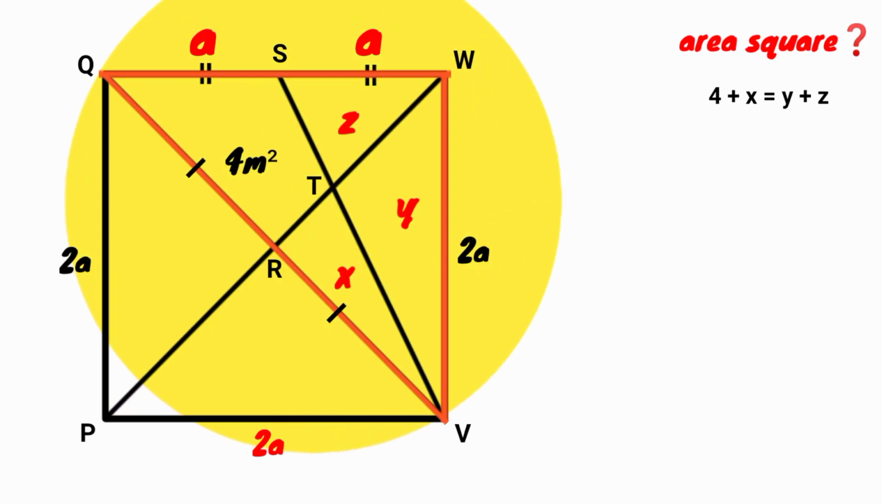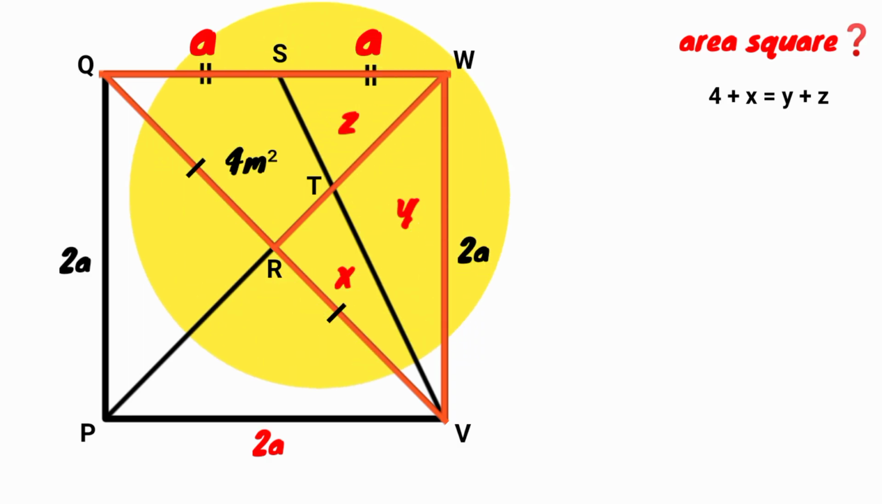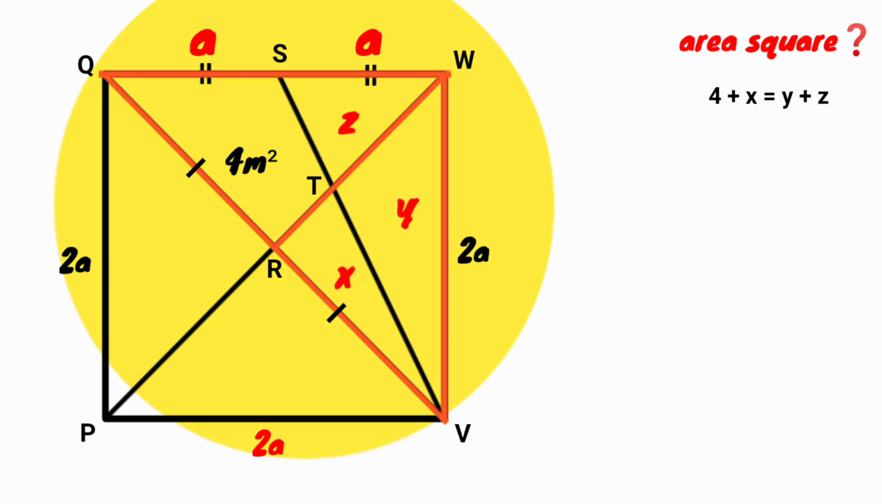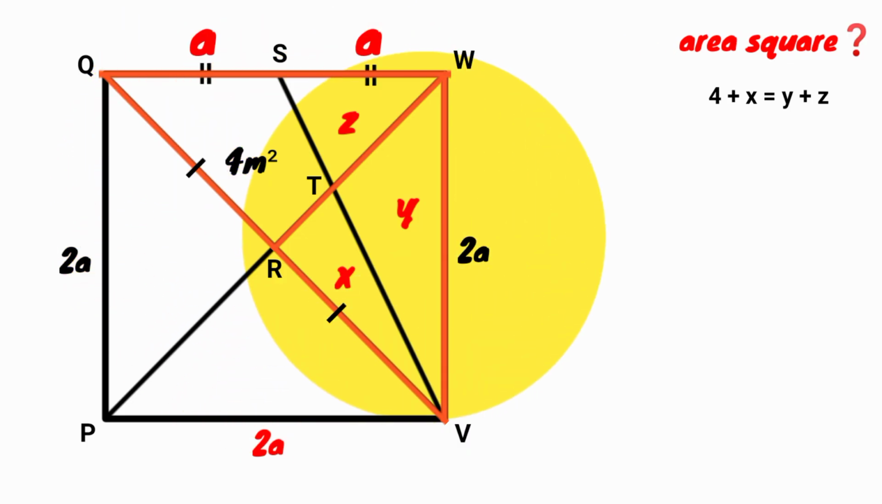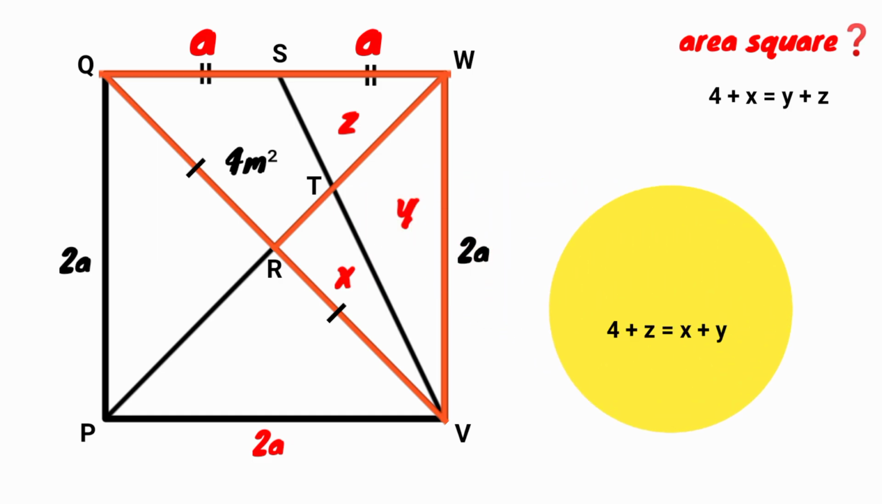Now back to this triangle, we see this line RW bisect this side. That is, it is a median of the triangle. So therefore, it will divide the triangle into two triangles of equal areas. That is, this and this. So the summation of this 4 meters and this z must be equal to the sum of this x and this y. So 4 plus z equal to x plus y.